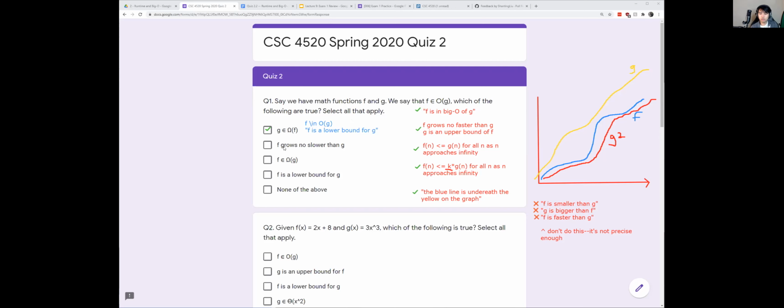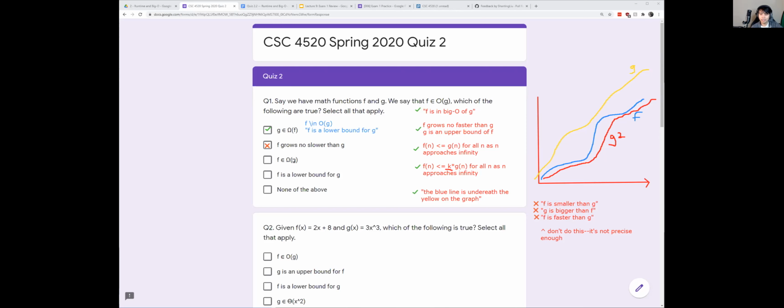If we say that f grows no slower than g, that's not necessarily true, because if we look at this example, yellow is definitely growing faster than the blue here. And if this is g and this is f, then this second selection must be incorrect, right? All we have to do is find a counterexample to this statement, and then we're good.